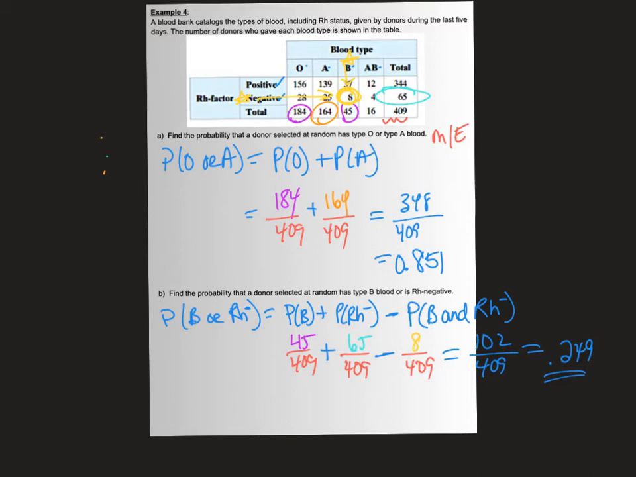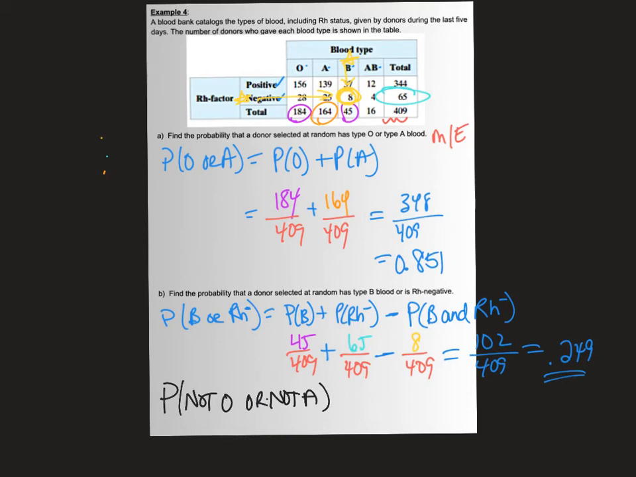I have another one on the PDF of your notes that I should be doing, but I'm not sure. So it's example C for that. Okay, so it says find the probability that a donor selected at random does not have type O or type A blood. So probability of not O or not A.